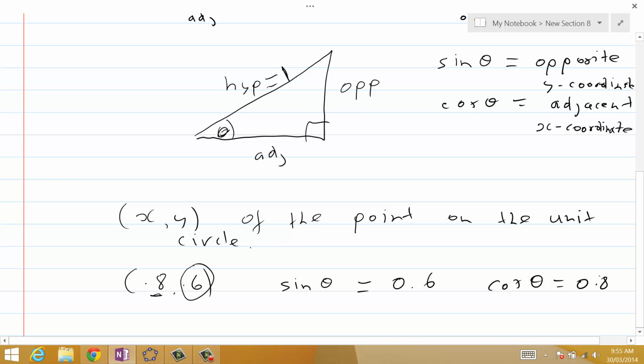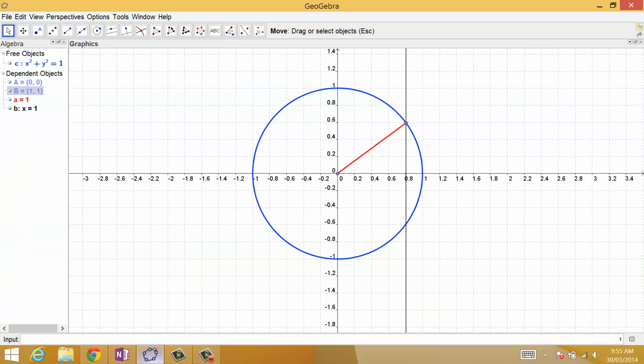This only works for this special triangle, but it's a way of defining sine and cosine of theta. In the next two videos we'll look at how to define the other four ratios using the unit circle.